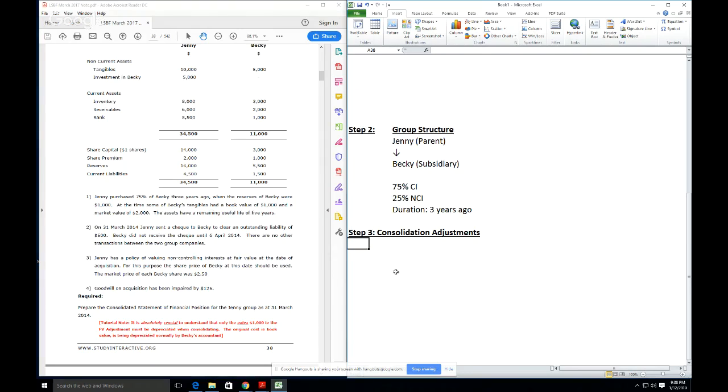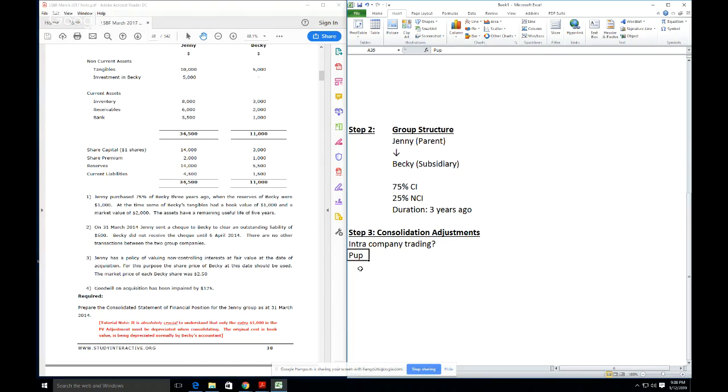Okay, in step 3, we look at things like intra-company trading, if there are any. We look at PUP, provision for unrealized profits. If parent sold to subsidiary or subsidiary sold to parent, because you know they are all a group, and in a group, anything which is intra is cancelled out.